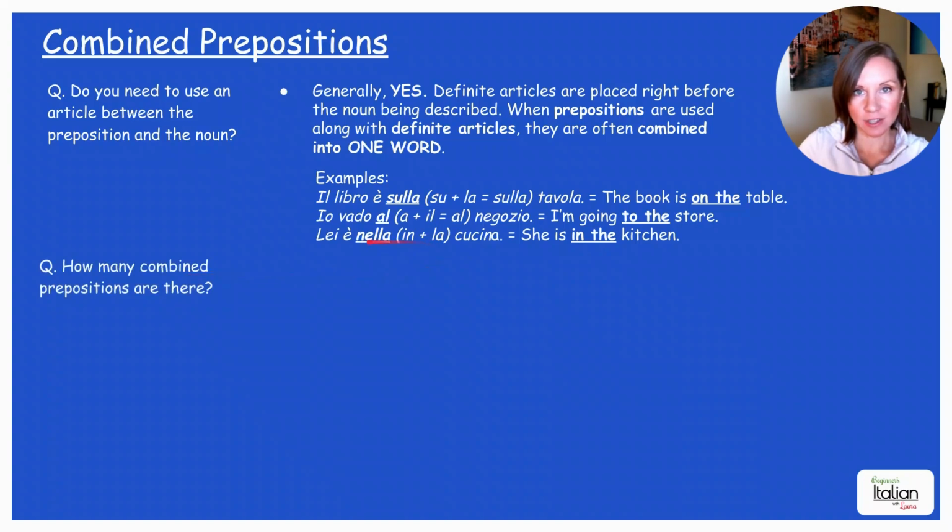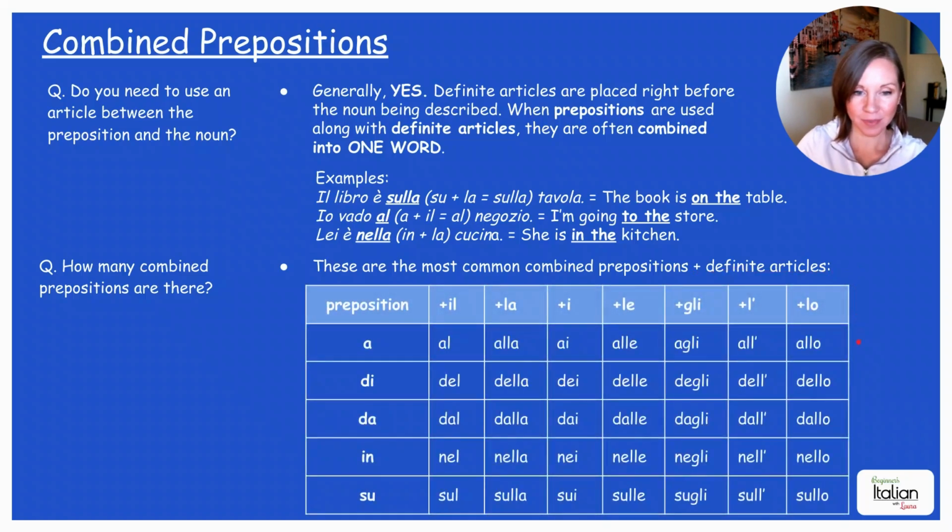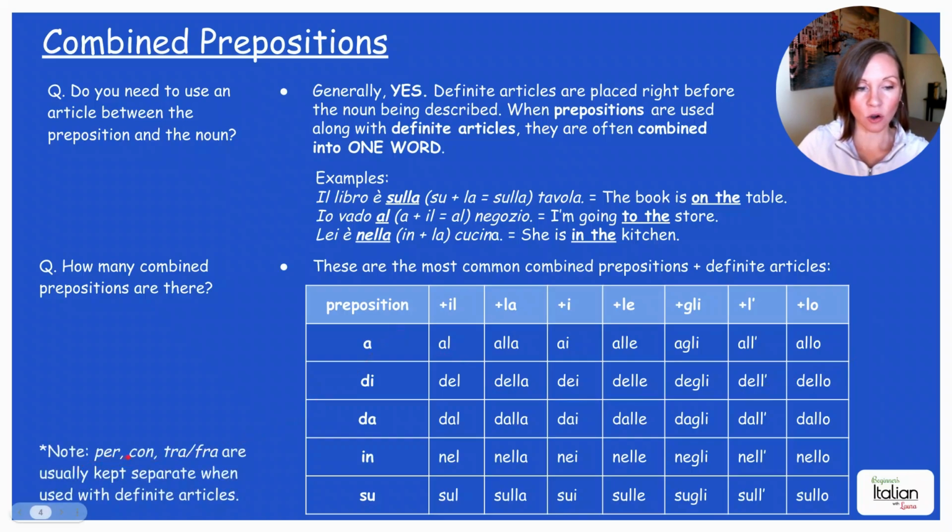And don't worry, I have a table to explain what they look like when they're combined. Okay, so how many combined prepositions are there? These are the most common combined prepositions plus definite articles. Okay, here's the table. So just to note, per, con, tra, and fra are usually kept separate when used with definite articles. Okay, so they're not even in this table here, so don't worry about them. You just keep them separate. But all of these you do combine with the definite articles.